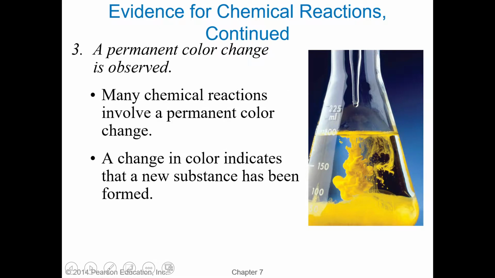Another evidence is permanent color change. We see that here, where we have not only precipitate in the solution, but it's a distinct yellow color. It's some sulfur that's precipitated out. Sulfur is traditionally yellow. We can also see this color change with an acid-base reaction or a neutralization reaction when phenolphthalein is added to it, which is a color indicator to indicate the presence of hydroxides. That's going to become important when we talk about types of chemical reactions.